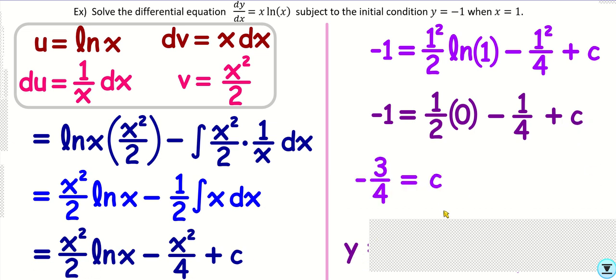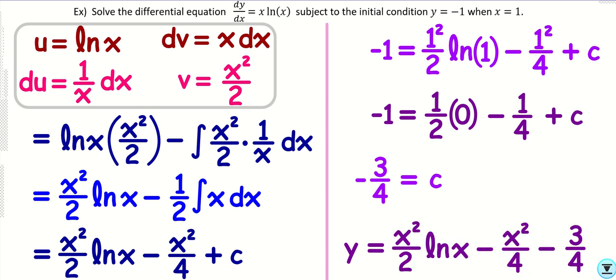But we end up with c equals -3/4. I do declare. And so our final answer is y equals x squared over 2 natural log of x, minus x squared over 4, minus 3/4. Okay, moving on. Pause the video if you still need to copy that down.